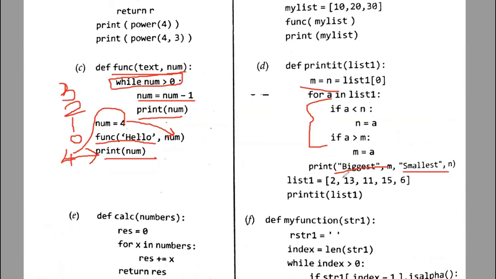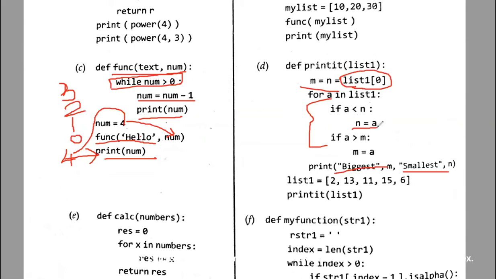So the comparisons done here are: is 2 lesser than 2, 13 lesser than 2, 11 lesser than 2, 15 lesser than 2, 6 lesser than 2. Until the end of the for loop, we haven't found any other number lesser than 2. So 2 will be the least number.